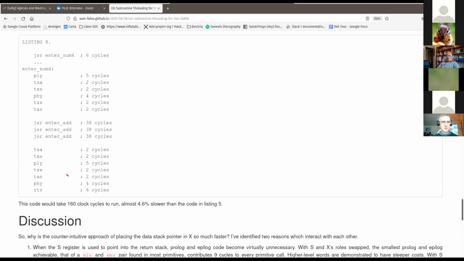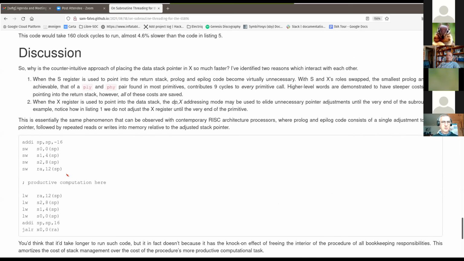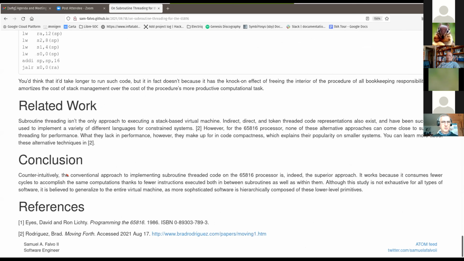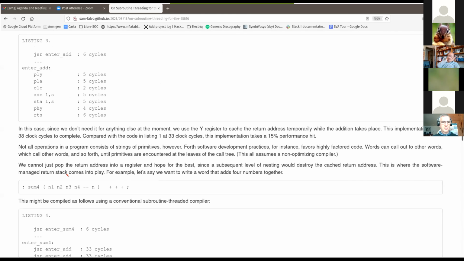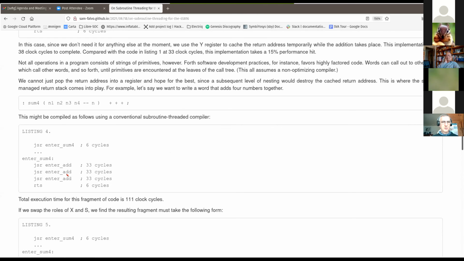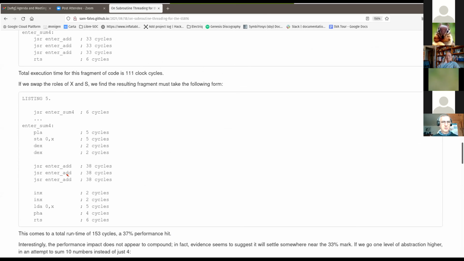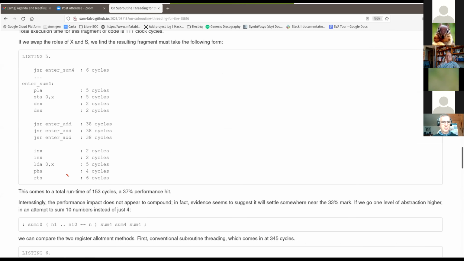Now, if we take a look at a more conventional implementation method, we find that... where did I put it? Somewhere in here, there's an implementation.